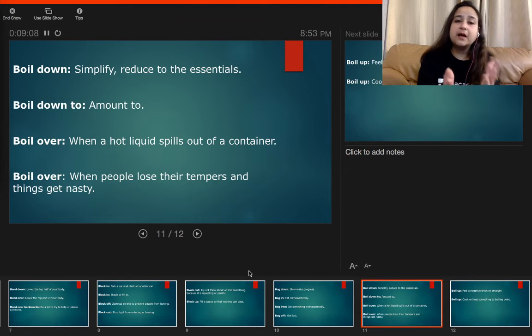Boil down to means amount to, get reduced to. So the fight between the neighbors had boiled down to this situation. It means it has reached that point or that situation. So boil down to that number.